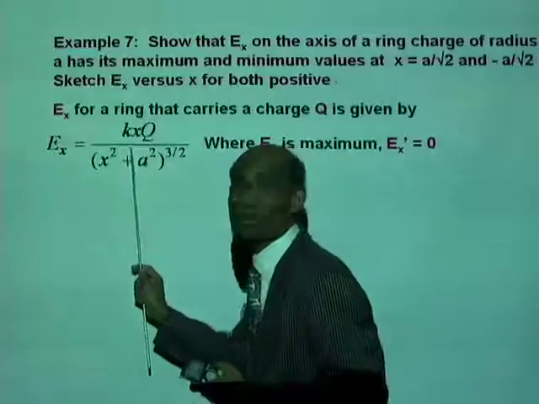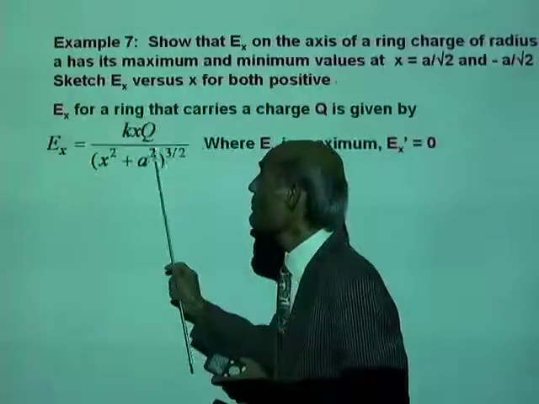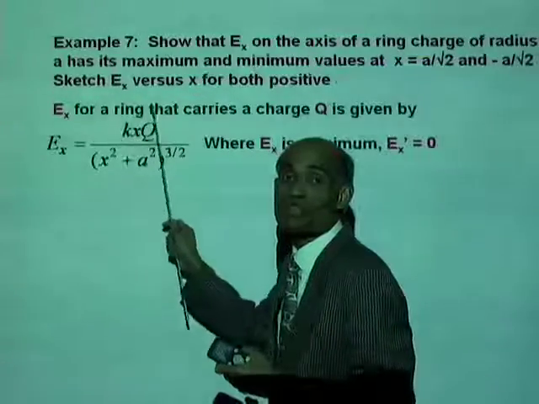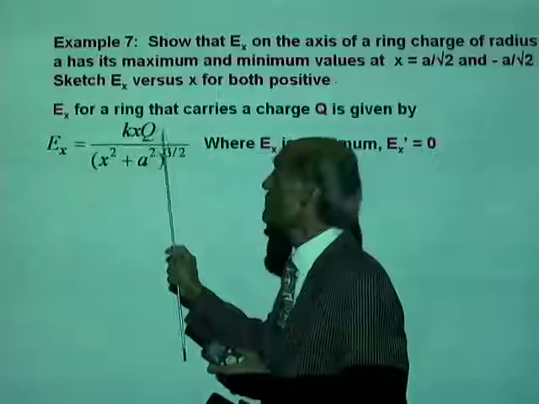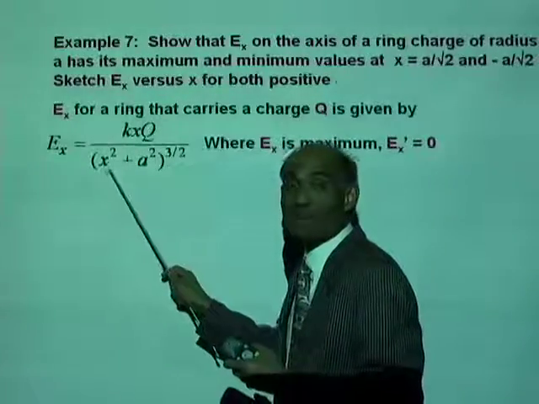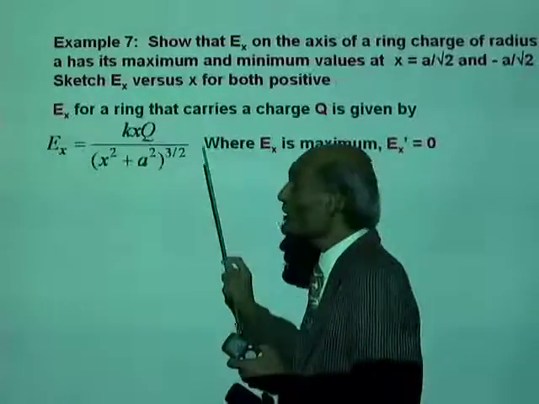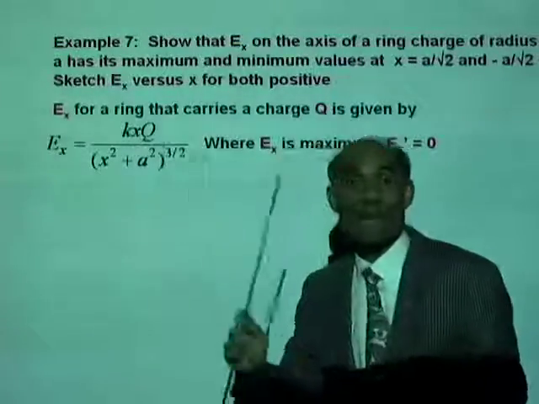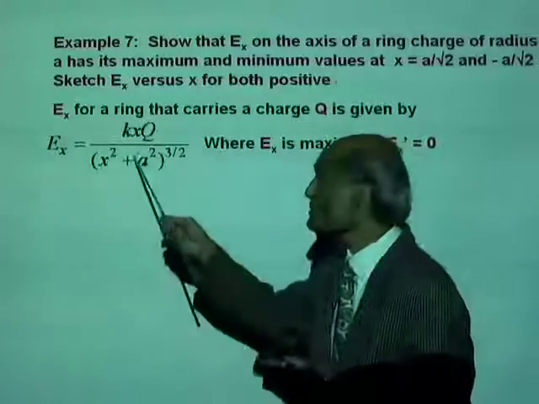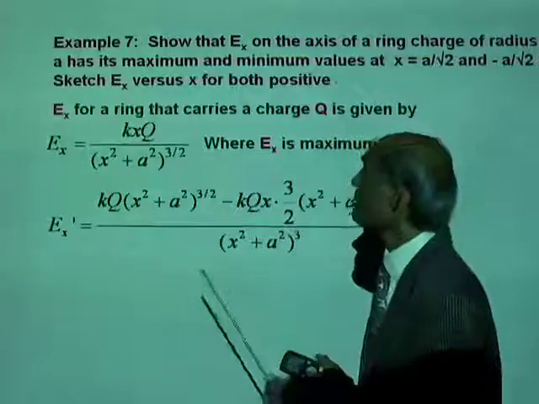What's the quotient rule? Can I remind you? It will be the denominator multiplied by the derivative of the numerator, minus the numerator multiplied by the derivative of the denominator, all over the square of the denominator. Well, that would be a challenge for some of you to do, so for E prime x, I have done that for you.